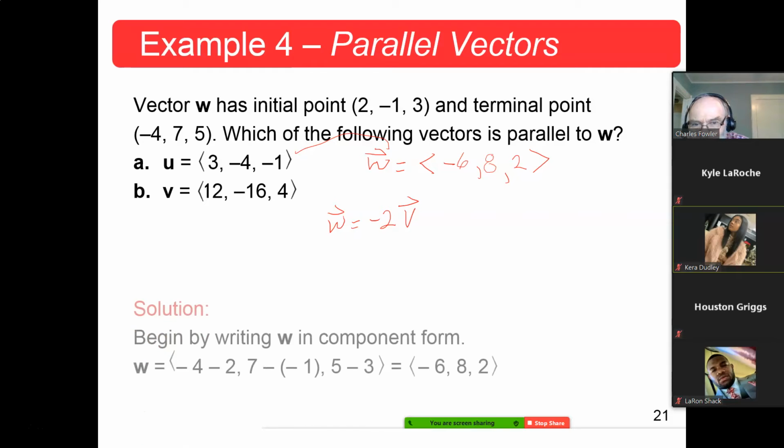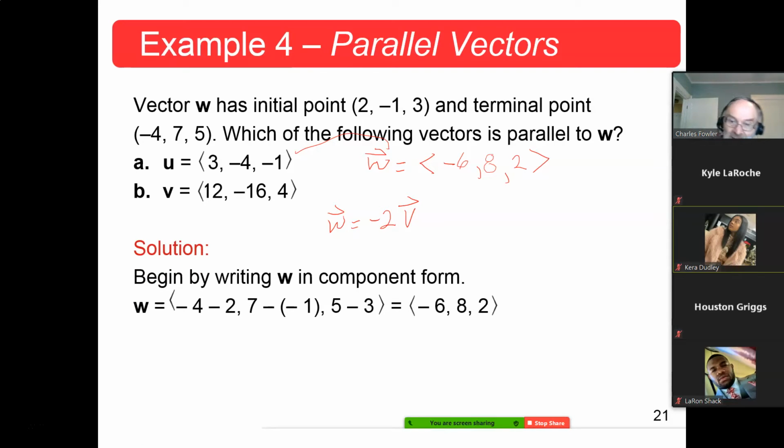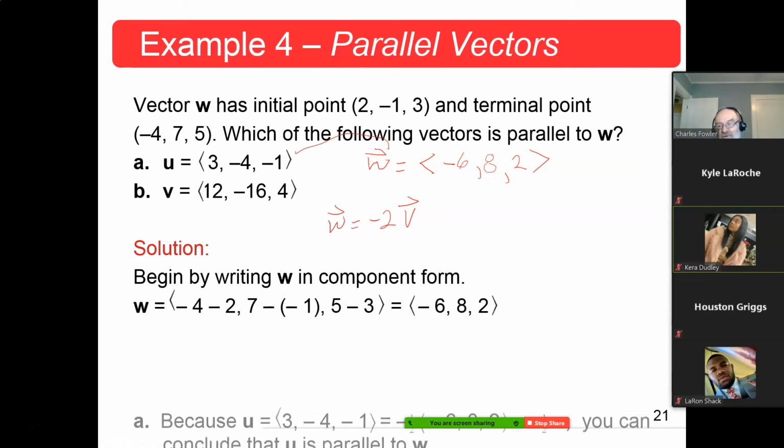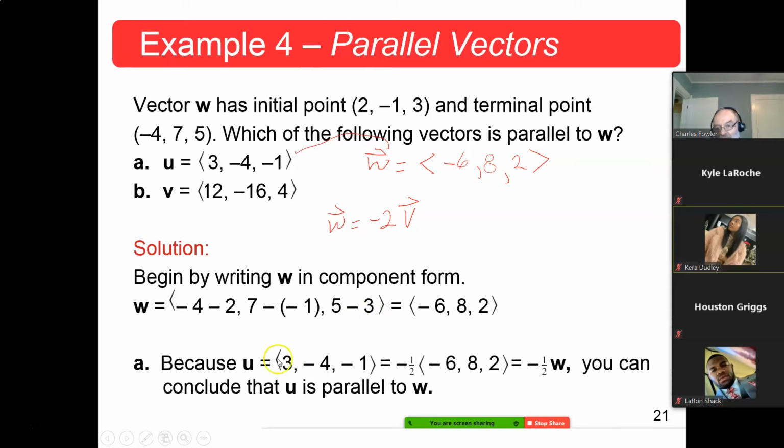No, never mind. Okay, so begin by writing W in component form, which is precisely what we did, and they got precisely the same result. They did write theirs out. I was too lazy to do that. I just pointed out what it was, and we got those. Then you compare. Because they did it the other way, U is exactly -1/2 of V. Oh, they didn't name, no, W. Then you can conclude that U is parallel to W.